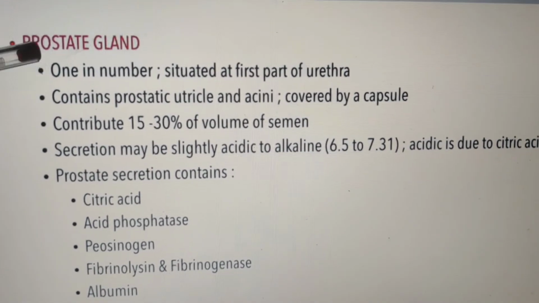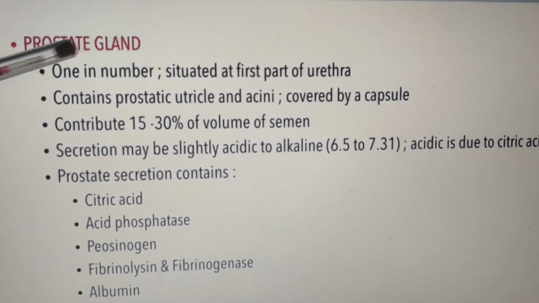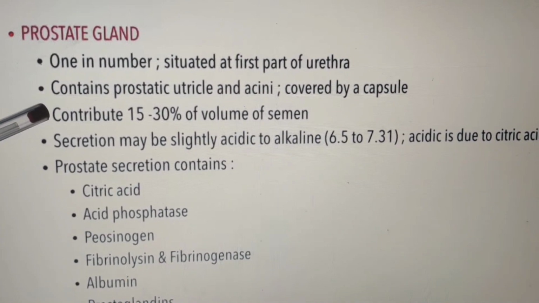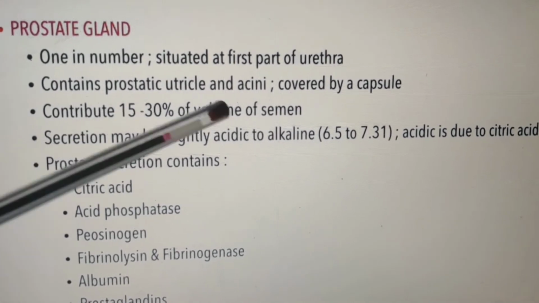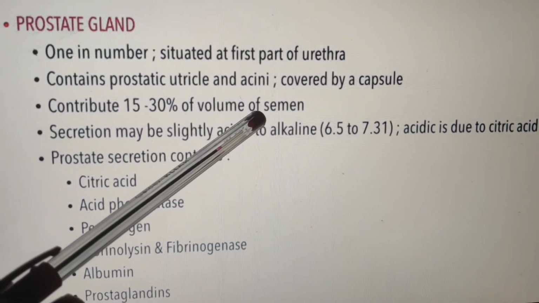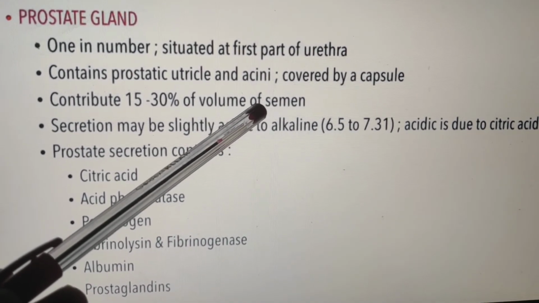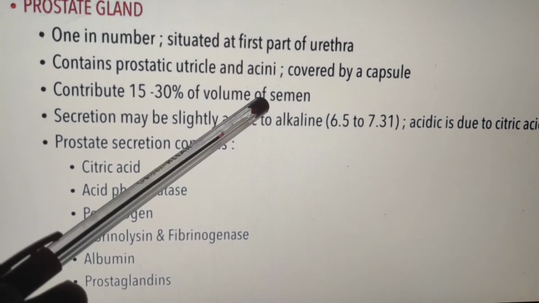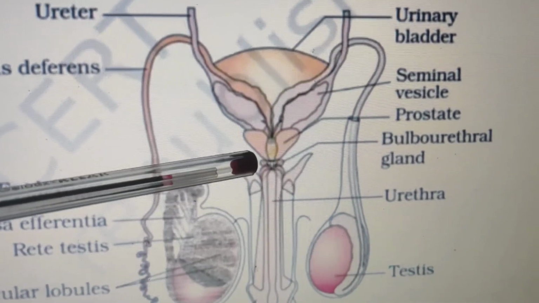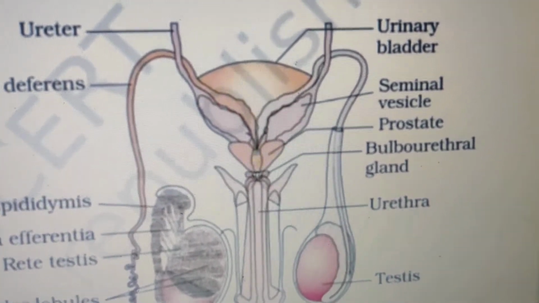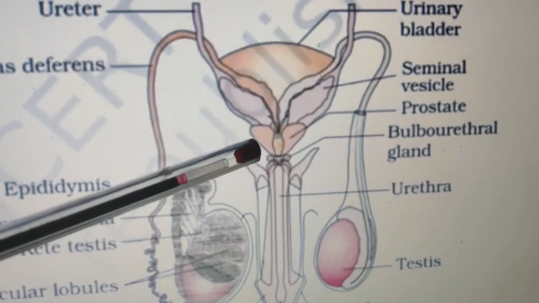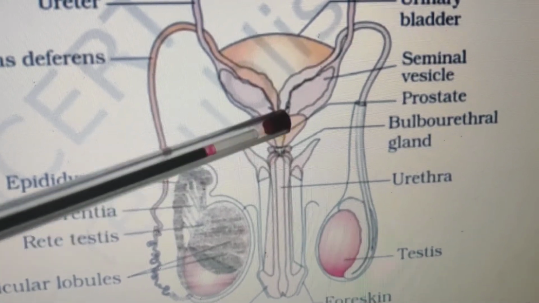One more thing, this is one in number, the location where it is present, and it contributes 15 to 30% of the total volume of semen. Semen is actually the sperm plus so many secretions like secretion of seminal vesicle, secretion of prostate gland and the Cowper's gland or bulbourethral gland. This is the bulbourethral gland. It secretes a mucus-like substance which lubricates. The function of this bulbourethral gland is lubrication.